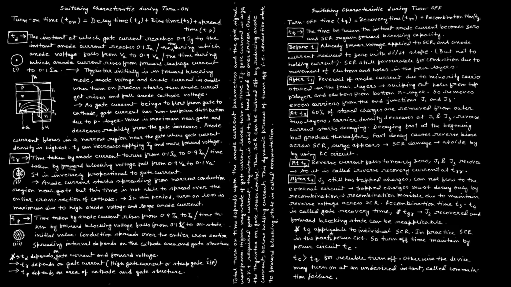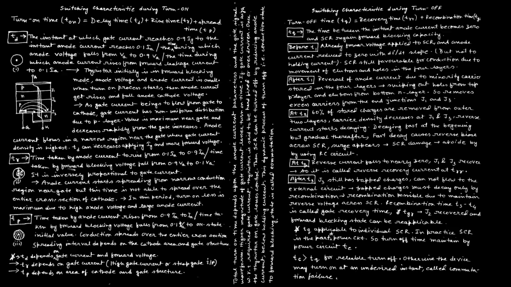After T1, there is reversal of the anode current due to minority carrier movement, as charges are stored in the 4 layers, sweeping out holes from the upper P layer and electrons from the bottom N layer. So it removes extra carriers from the junctions J1 and J3. At the point T2, when 60% of the stored charges are removed from the upper P and lower N regions, junctions J1 and J3 have reformed.